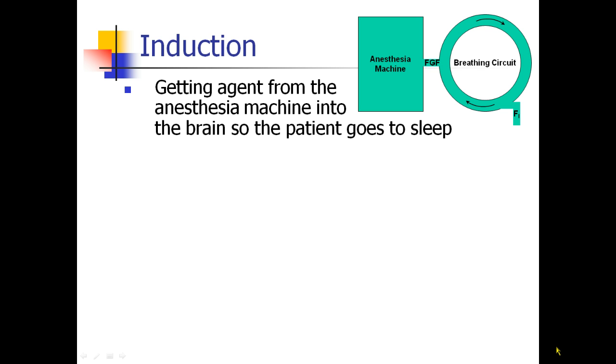It's time for us to discuss induction. Induction is the process of getting agent from the anesthesia machine into the patient's brain so they go to sleep. And we're going to start by considering a very simple setup, just an anesthesia machine and a breathing circuit with a little piece at the end.